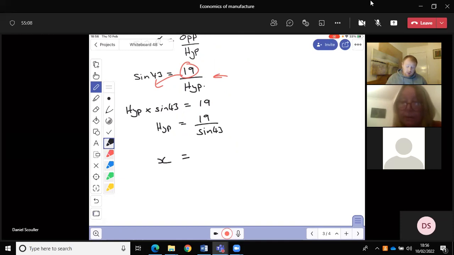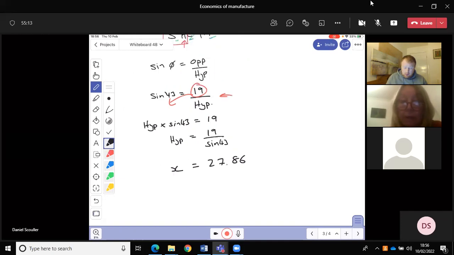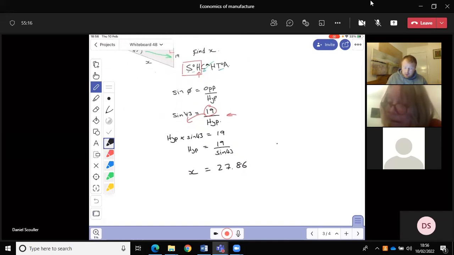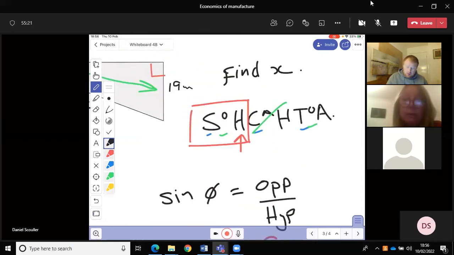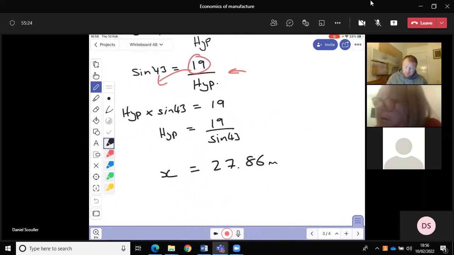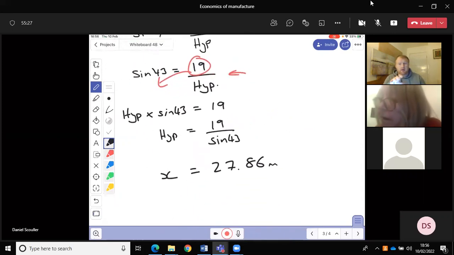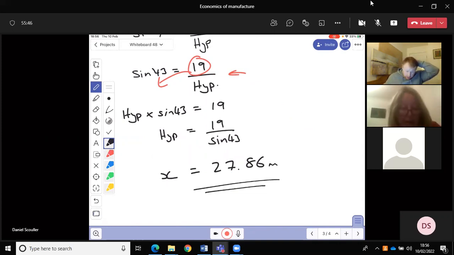You should get 27.86. Don't have any units. Just to stay consistent, I'll just put units in. Meters. So just make sure you're comfortable with that in your calculator. Nothing different. You can divide by sine 43 and it'll give you just a number. Everyone comfortable with that and getting 27.86? Nice one. So next we're going to find the angle.